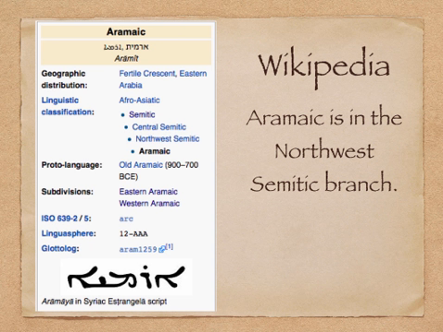Aramaic was spoken over a huge swathe of land, from Turkey and Israel right over the way to Iran, Iraq, Jordan, even as far away as India. The disciple Thomas took Aramaic to India as early as 52 AD. So Aramaic, as a coherent language, was spoken over a huge swathe of geography.